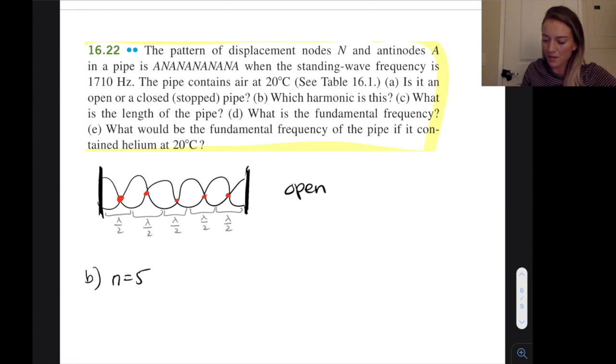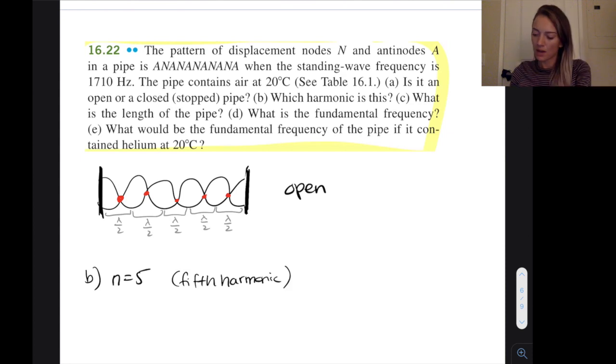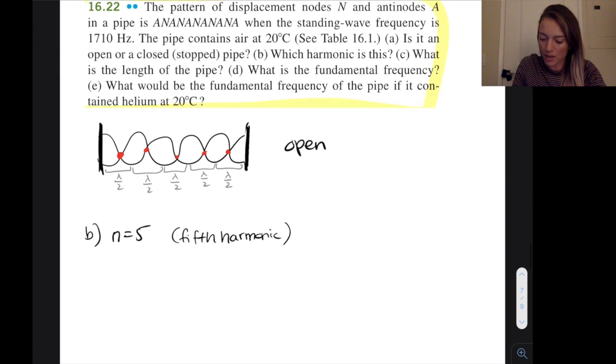So this is the fifth harmonic, or the fourth overtone. All right, now we want to know what is the length of the pipe. So we know now that it's the fifth harmonic, and we know that the frequencies of the harmonics are given by nv over 2L for an open pipe, and we know that n is equal to 5.